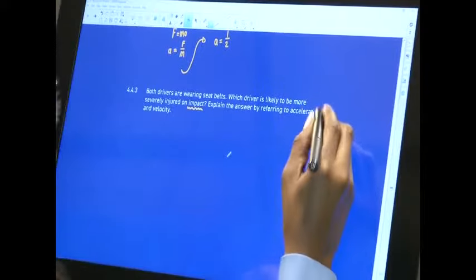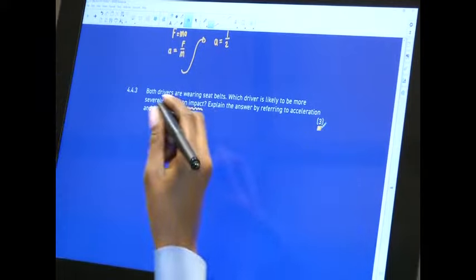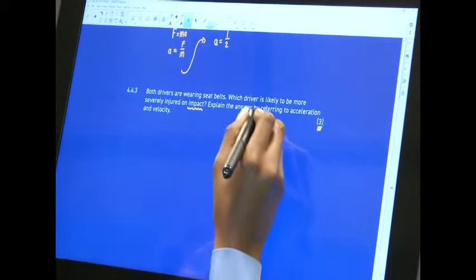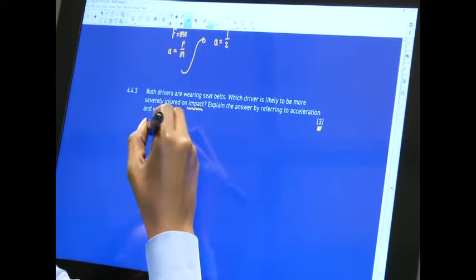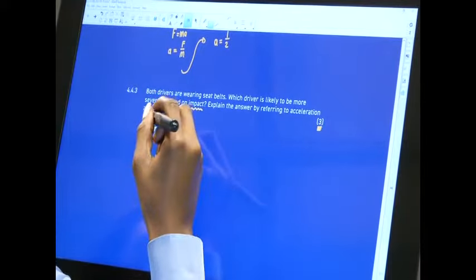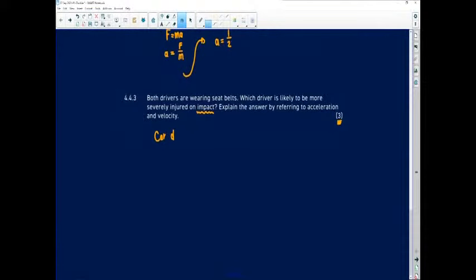But now we have to give a reason because it does say it is for 3 marks. So first things first, we must say which one should be more injured because you do get a mark. So my first assumption, I'm going to tell the examiner, the car driver. The car driver will be more hurt. Now, let's give a reason for 3 marks. He will have a greater acceleration.